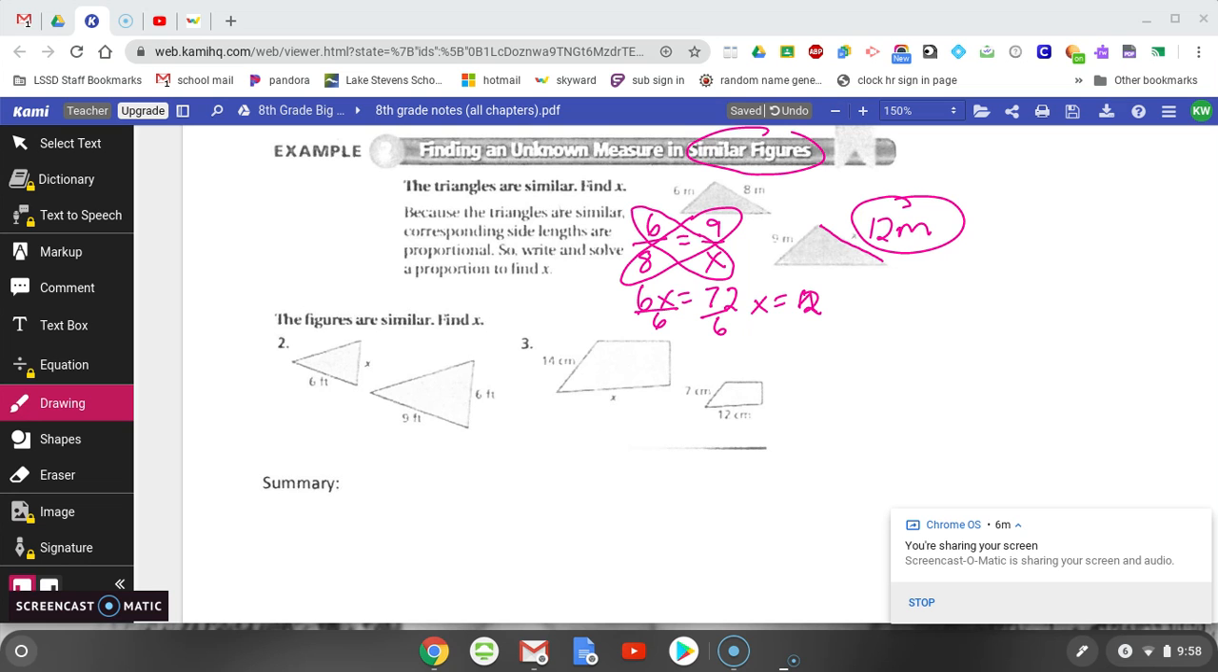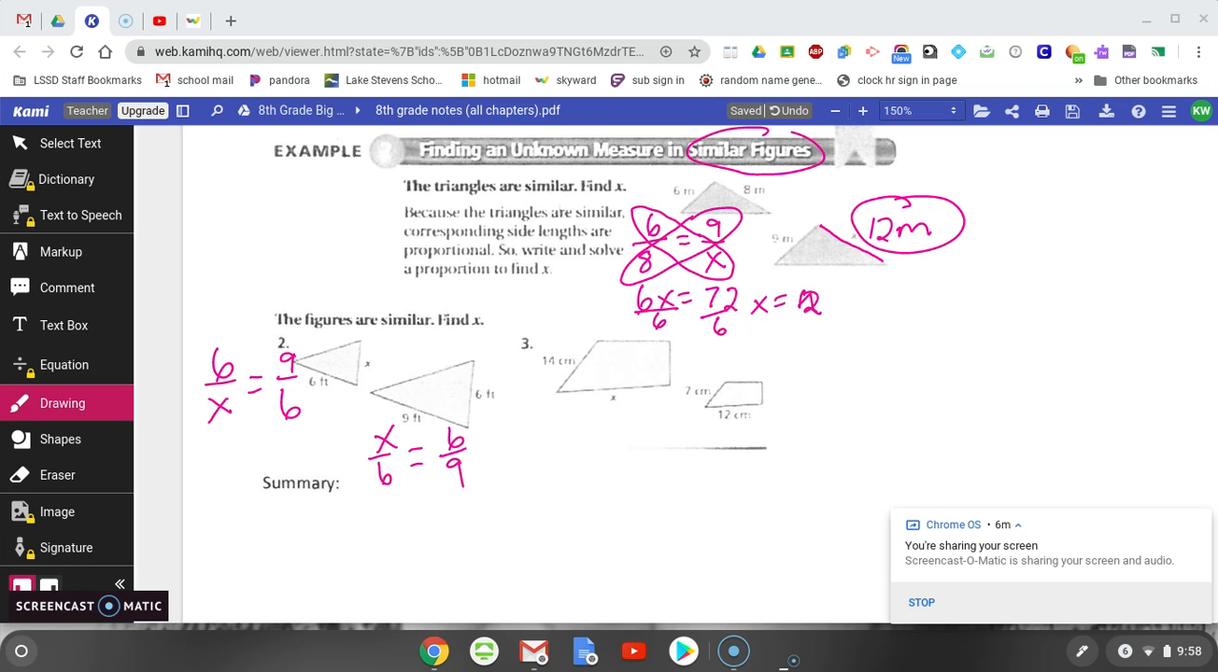Okay, so I'm going to set up the proportion 6 over x is equal to 9 over 6. That's not the only one you could have done. You could have set up x over 6 is equal to 6 over 9. Both of those will give you the same answer.